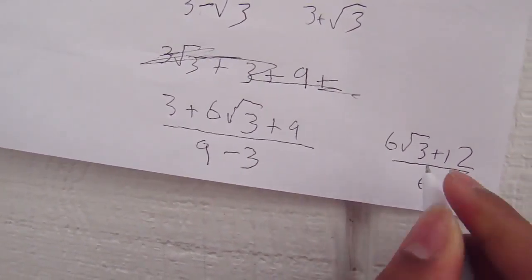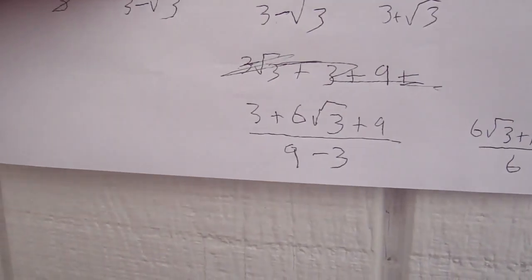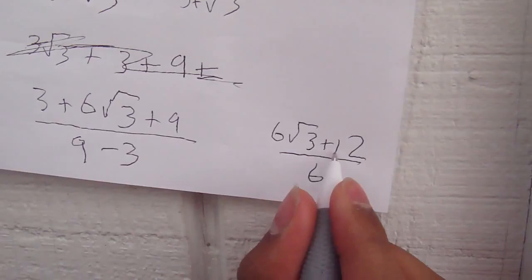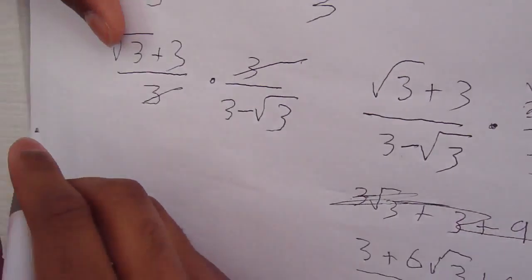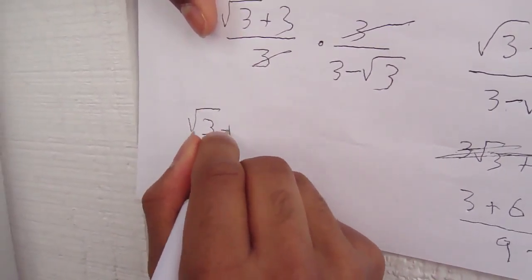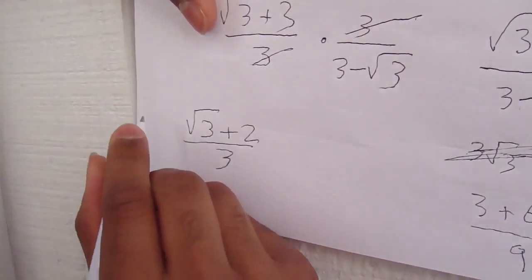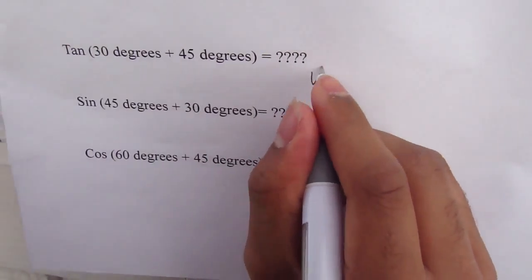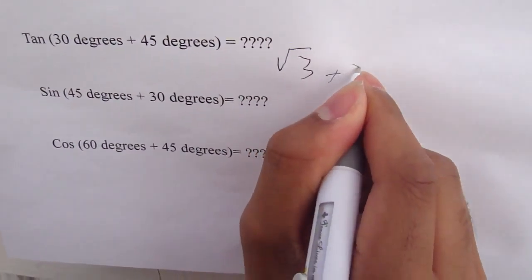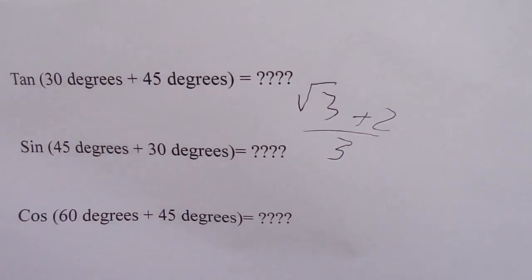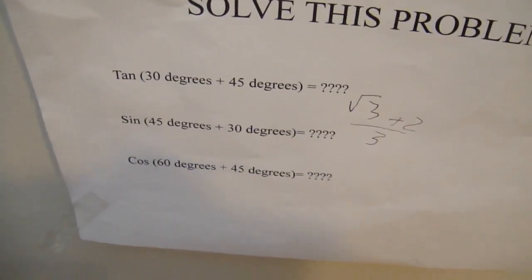over 6. And then we simplify. We simplify this to equal, if we divide it by 6, square root of 3 plus 2 over 3. Alright then, let's put it over here. You are correct. Okay, let's go to the next problem.